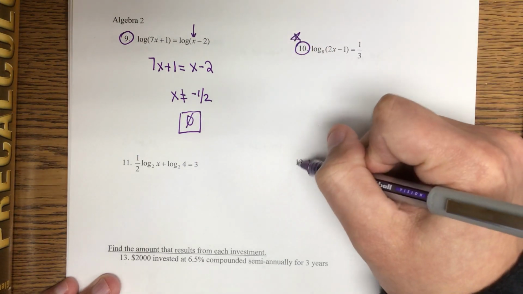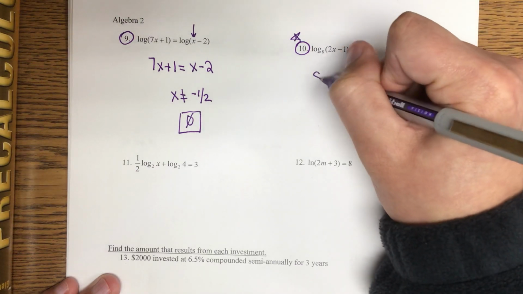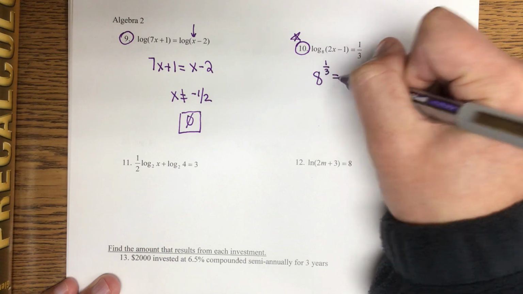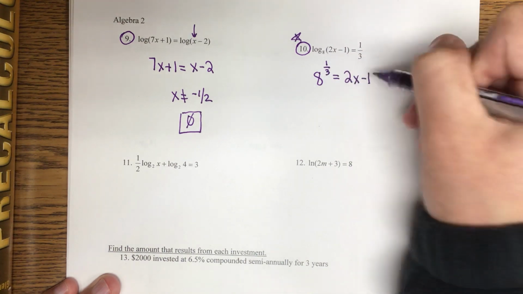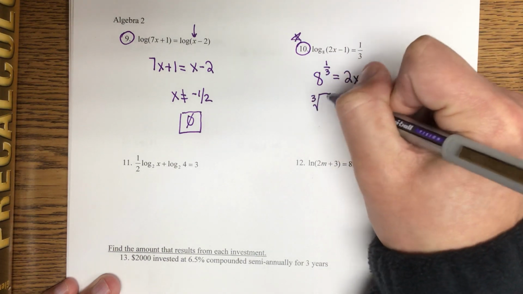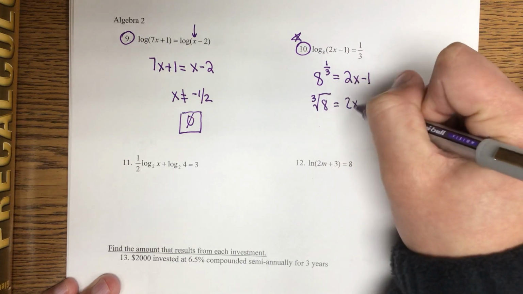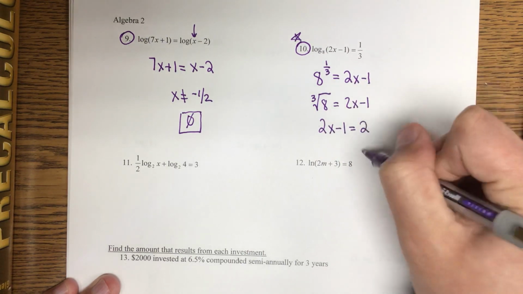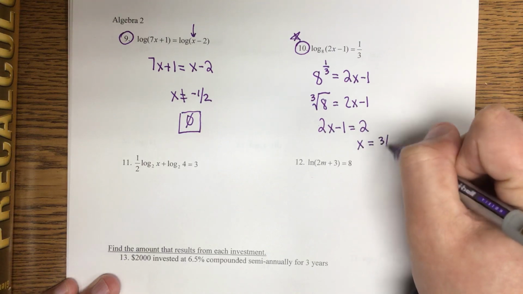And then I'll look at one more as well. So we have 8 as the base. The power is 1/3. Set that equal to 2x minus 1. Now we know 1/3 means cube root, and the cube root of 8 is 2. And so I get the following problem where x is like 3/2.